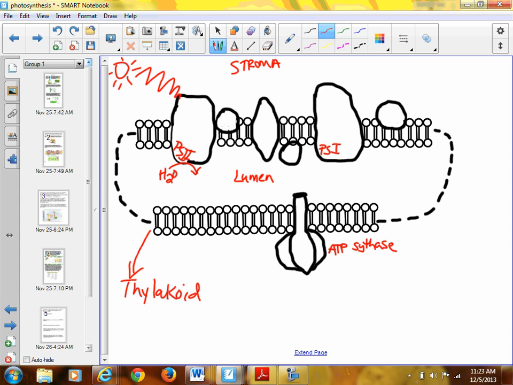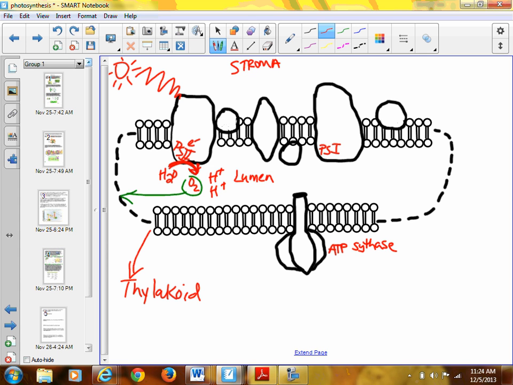Once they break apart that water molecule, they get an electron from it, oxygen, and protons, right? So we've got hydrogens and oxygens that make water. And now we're going to break them apart right here. Taking the energy from that photon, we're going to split that apart. Oxygen is a waste, so that's just going to leave. But these protons are going to keep building up in the lumen of the thylakoid.